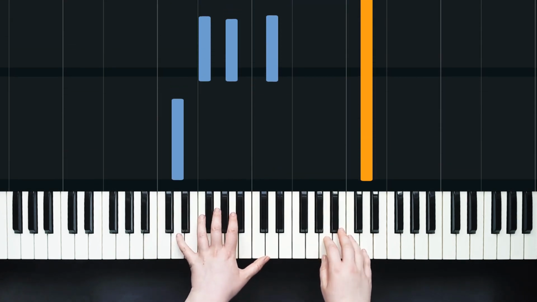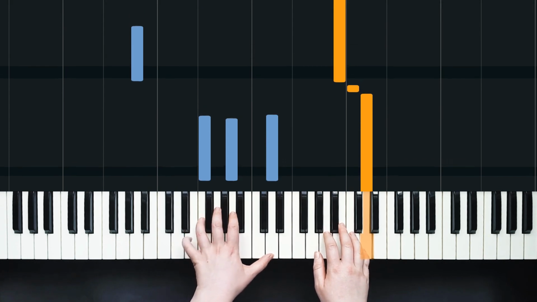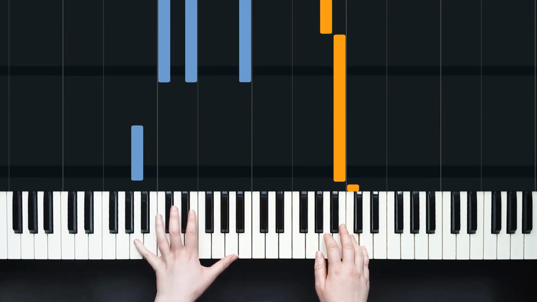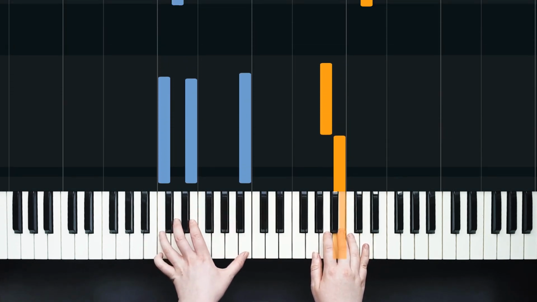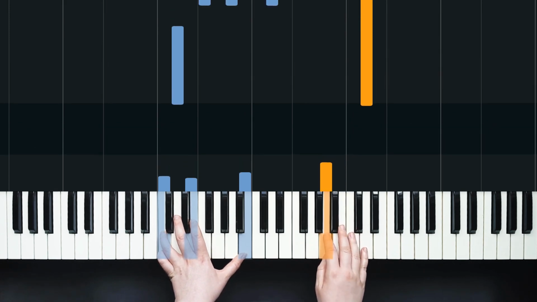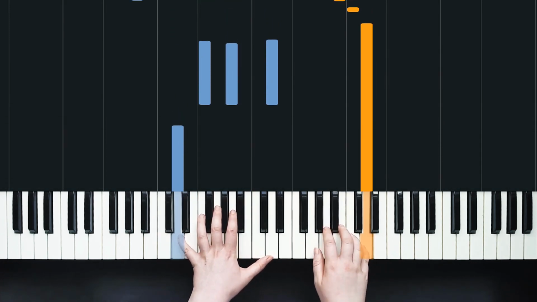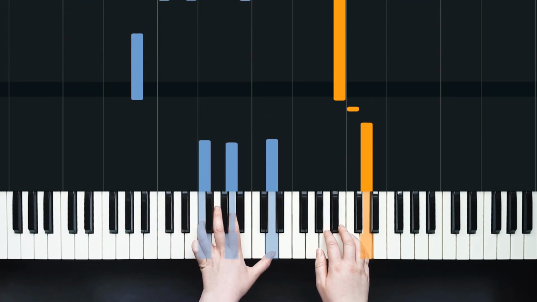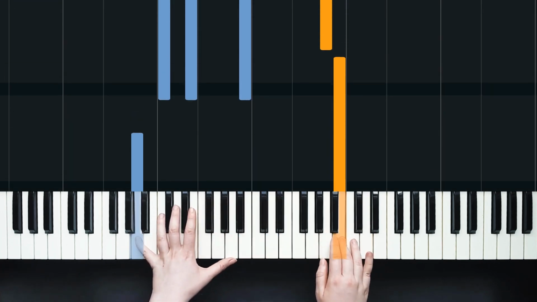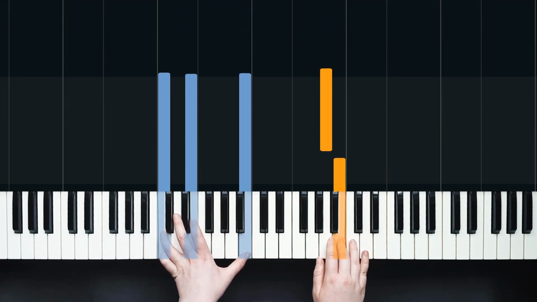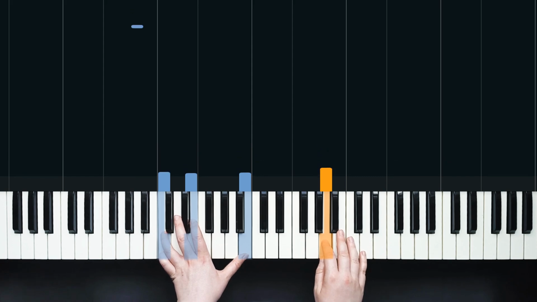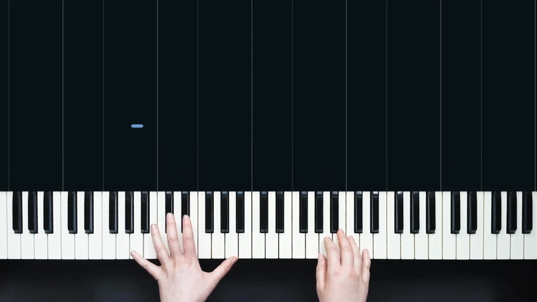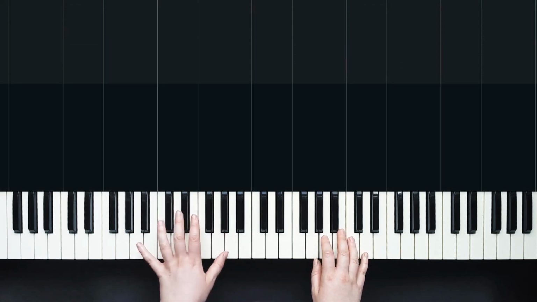Let's just do that a few times. 1, 2, 3, 1, 2, 3, 1, 2, 3, 1, 2, and 3. And again. Hopefully you've got the hang of that there, so having your hands broken down.